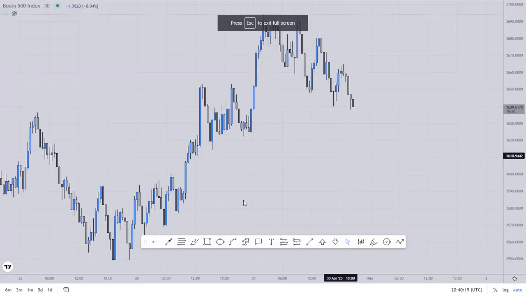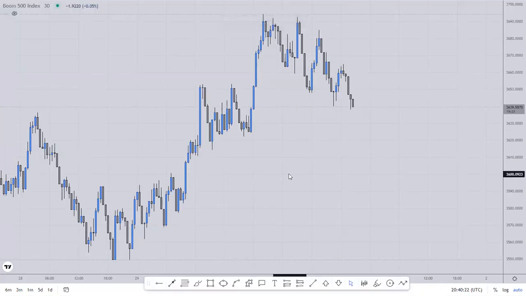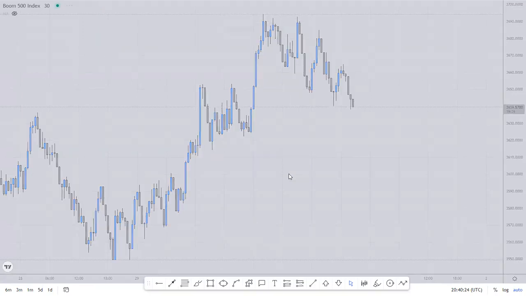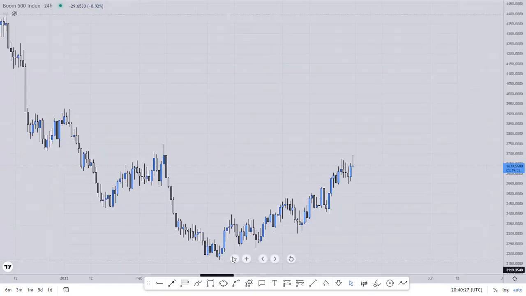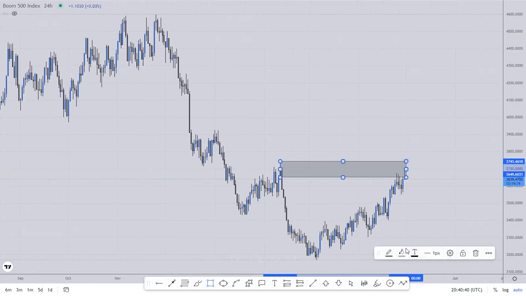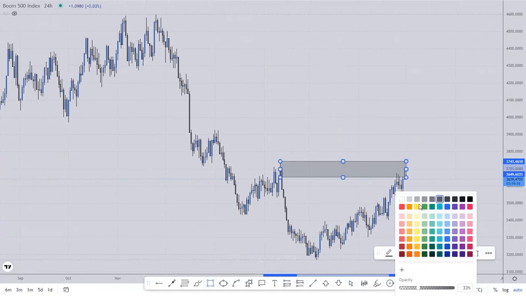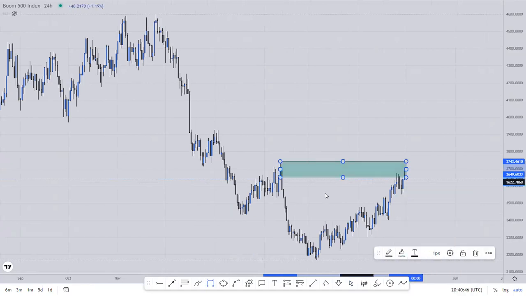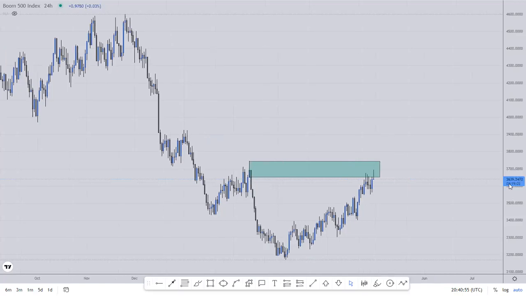Let's look at the Boom 500, then we'll go to Crash 500, and finally Vix 75. So Boom 500 daily order flow is bearish, and we are at a strong level. We're at an order block there. One can call it a supply, very strong supply, and we are in a bearish order flow.